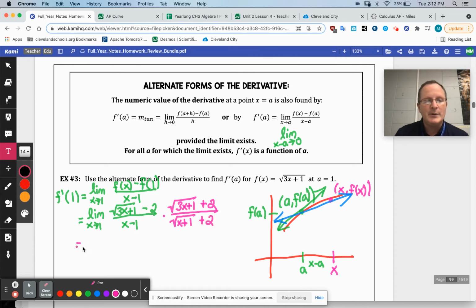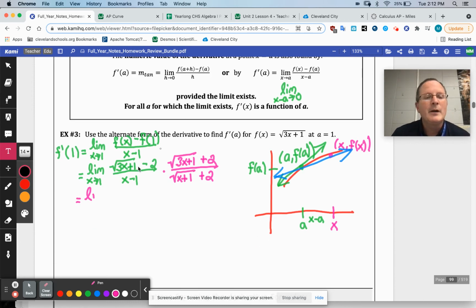So on top, we've got the limit as x approaches 1. The numerator is going to be 3x plus 1 minus 4. And you're like, that doesn't seem good. Oh no, it is. It's real good because there's going to be some factoring that we can do. And then the bottom, leave it alone. Plus 1 plus 2.